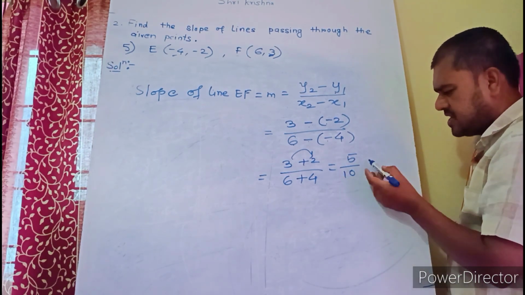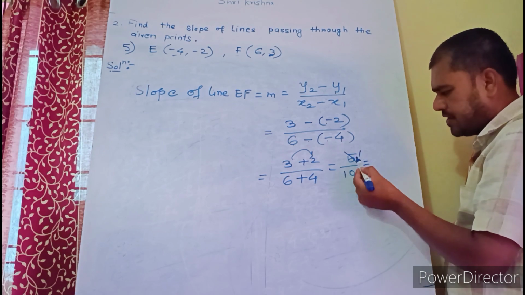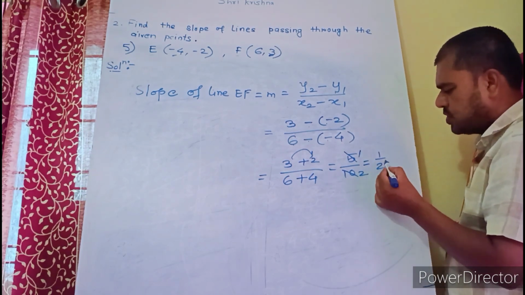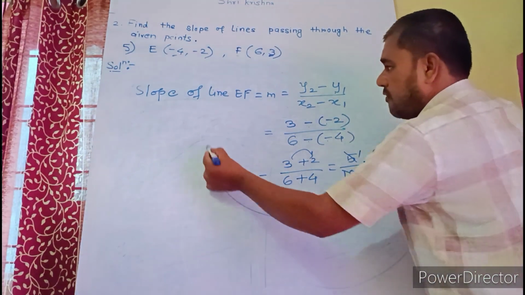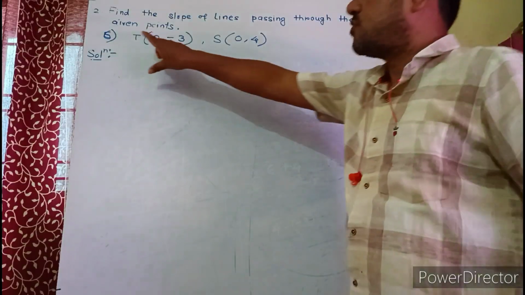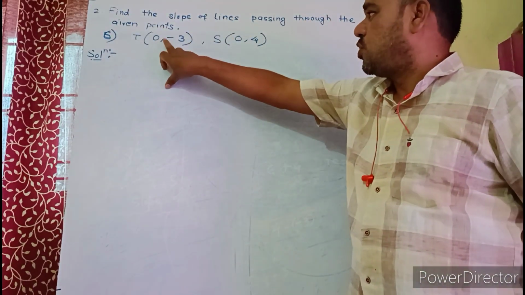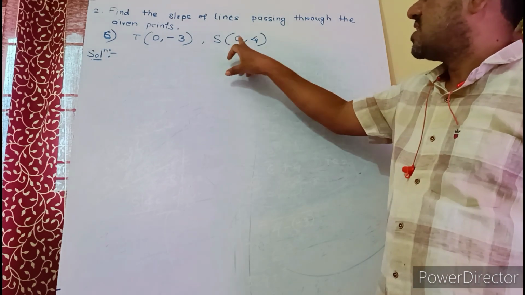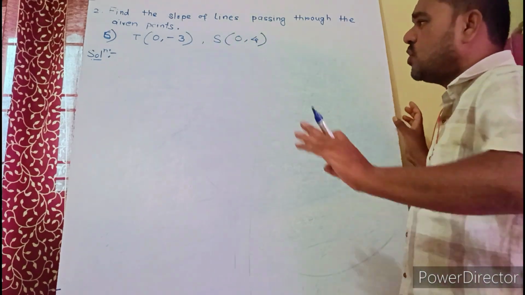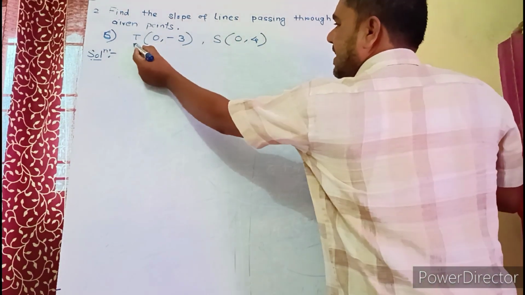This 5 by 10, now that will be equal to 1 times and 2 times, that is 1 by 2. 1 by 2 is the slope of line EF. Then sub question 6 of question number 2. The points are T(0, -3) and point S(0, 4). Then we have to find the slope of the line TS.